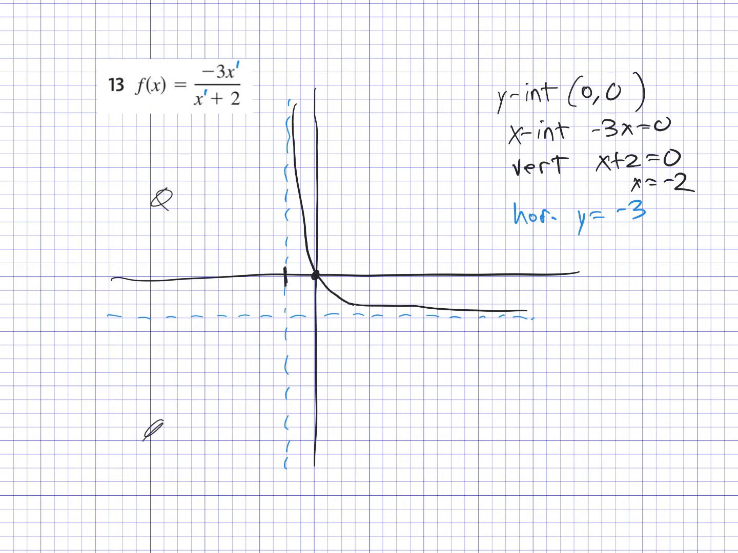So this is negative 2. Let's go to negative 3 or negative 4. It doesn't matter. Negative 4. If you plug negative 4 in for x, what do you get? Negative 3 times negative 4 is 12, over negative 4 plus 2, which is negative 2. That's negative 6. Negative 4, negative 6. So that's down here somewhere. The point is you know where to draw your graph. All right, moving on.